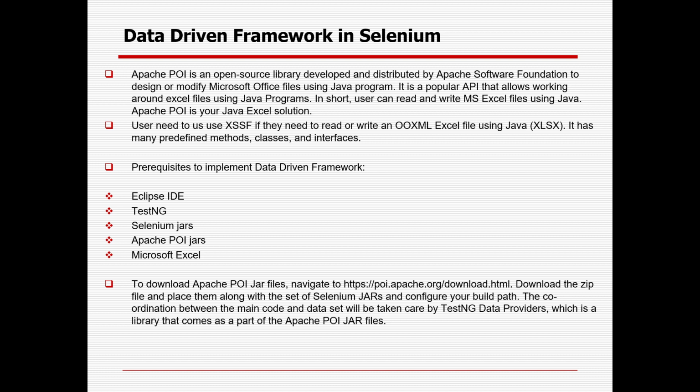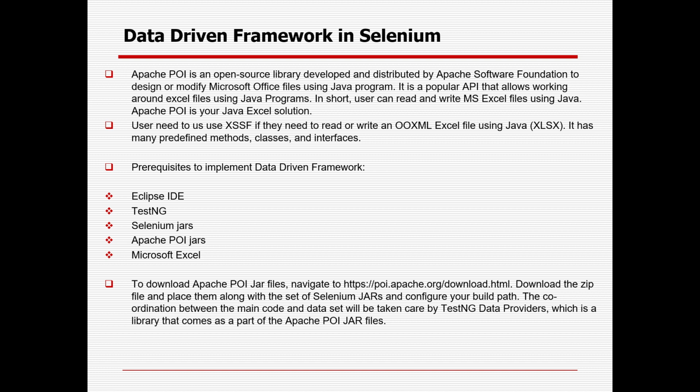So we have to take the data driven approach in Selenium. For that we need to take help from Apache POI. Apache POI is an open source library developed and distributed by Apache Software Foundation to design or modify Microsoft Office files using Java program. It is a popular API which allows working around Excel using Java program. In short, a user can read and write MS Excel files using Java. Apache POI is nothing but the Java Excel solution.